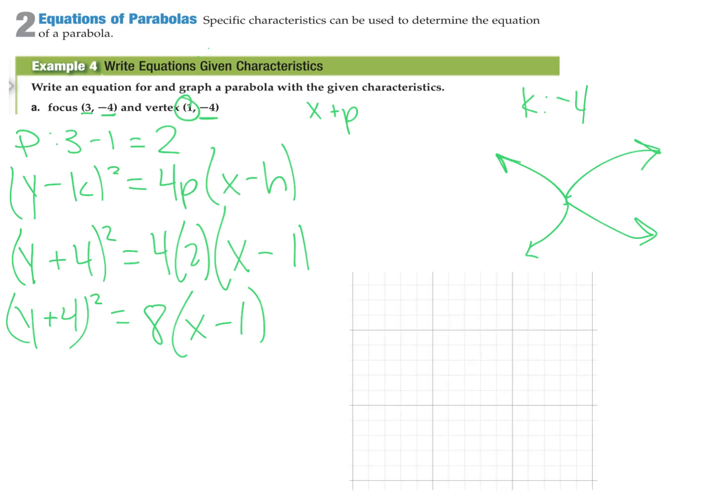So when we graph this one, let's look at the vertex. The vertex is at 1, -4, and our focus is at 3, -4. So we're going to be looking on the negative side. So let's do that.